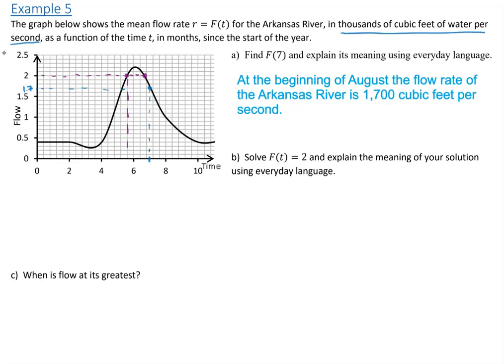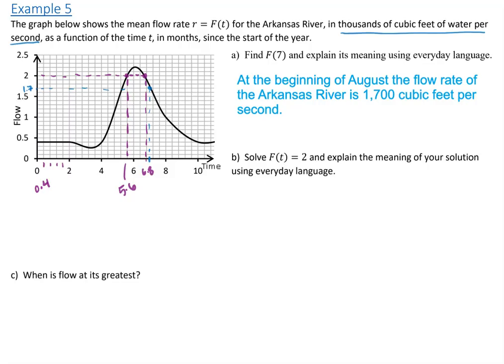If we drop down, it looks like we're getting something a little smaller than 6. These tick marks are kind of funny on the horizontal axis. There are 5 boxes for every 2 units, so each box is 0.4. So that should be at 5.6. And then the second solution looks like it's at 6.8. So I would say the flow rate is 2,000 cubic feet per second, 5.6 and 6.8 months into the year.